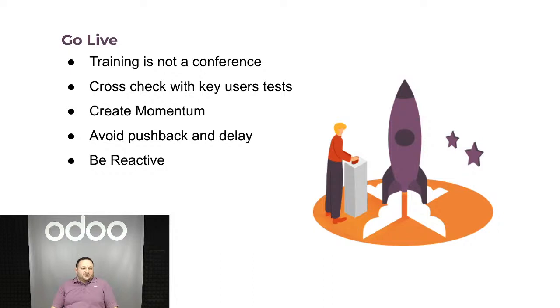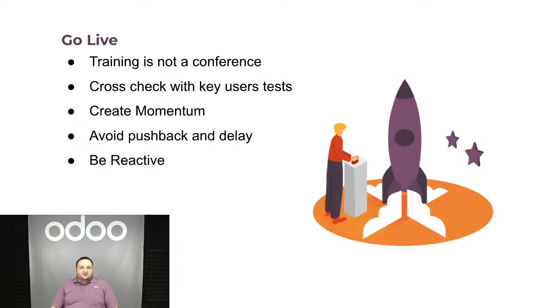There's a lot of cross-checking with the key users to make sure that they've tested on their end and everything is running smoothly. It's very important to create a momentum to get the users and the sponsors and the SPOK excited for going live. Avoiding pushback and delay. Some clients would like to push back till New Year's or till their fiscal year ends or till a special date or deadline, but we try to implement as fast as possible. So trying to avoid the pushback and delay would help in quickly deploying the project.